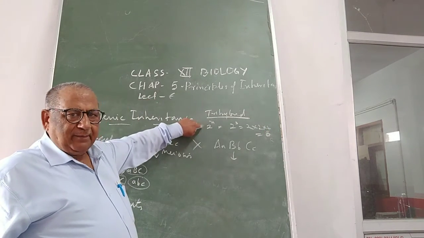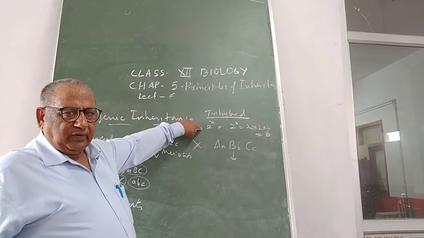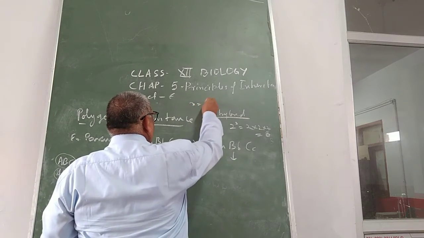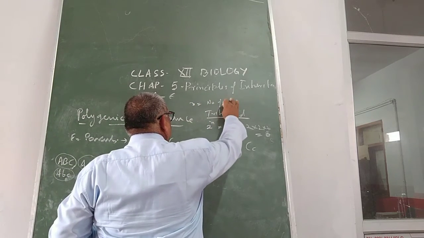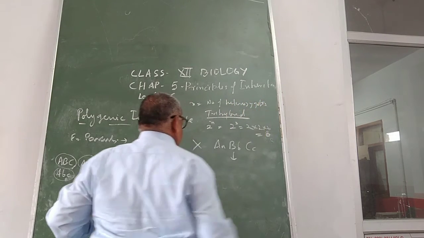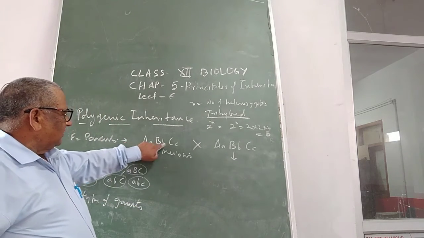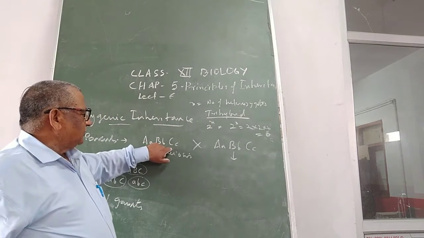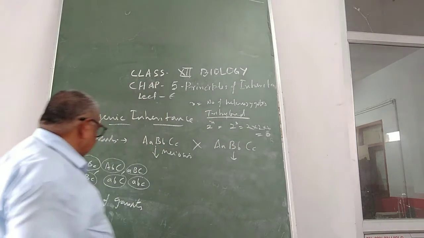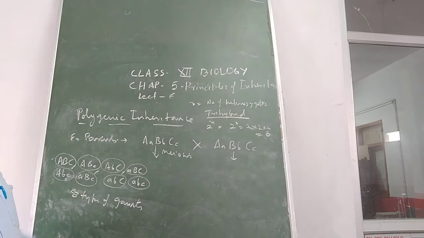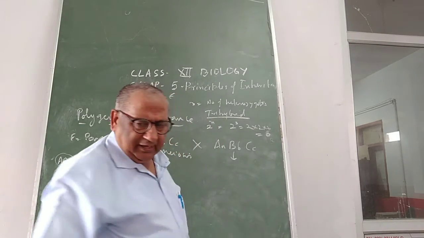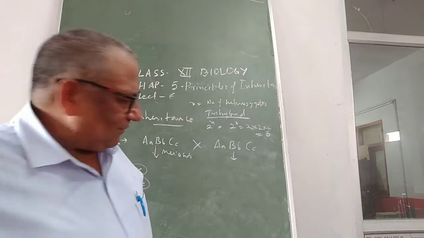How do we calculate the types of gametes? This is the formula: 2 to the power n, where n is the number of heterozygotes. Here we see 3 heterozygotes. A, B, and C are 3 heterozygotes. So that's why 2 to the power 3, and that's why 8 types of gametes are forming. How do we form the gametes? A very important thing: gamete formation, you see.